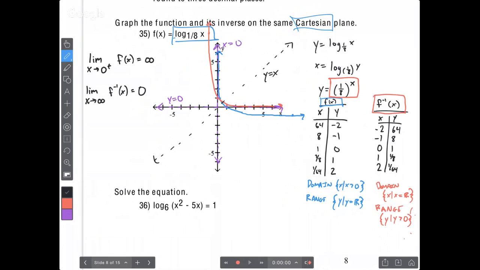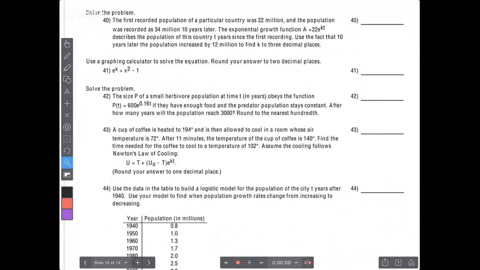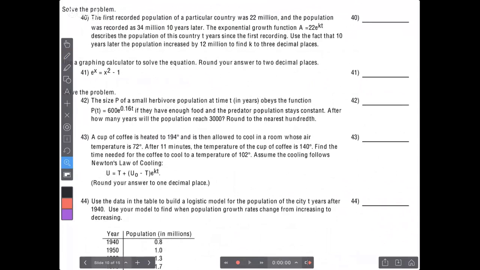Onwards to number 40. Okay. The first recorded population of a particular country was 22 million. The population was recorded as 34 million 10 years later. The exponential growth function, a equals 22e to the kt, describes the population of this country t years since the first recording. Use the fact that 10 years later, the population increased by 12 million. That's the difference between 22 and 34. To find k to 3 decimal places.